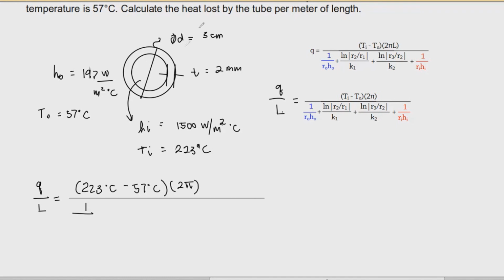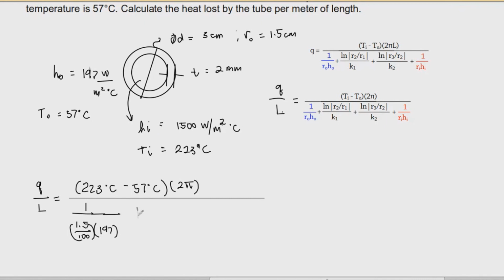So our R_o here, since this is 3 cm, that means the outer radius would be 1.5 centimeters. And of course, I need to convert this into MKS. So with that, that will be 1 over 1.5 over 100, then times our h_o. h_o would be 197, so we don't have to convert it anymore since it's already in MKS.